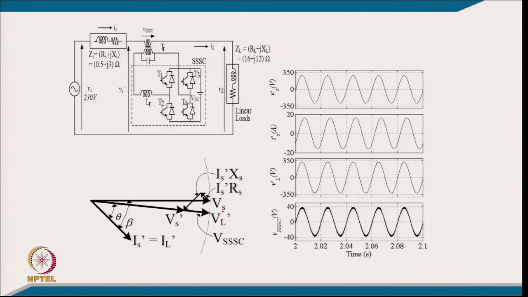So, after design and making the control, these are the voltage at the point of common coupling, this is the common load current and source current, this is the voltage across the load, which is regulated to 230 volt, and this is the series compensated voltage of the compensator.